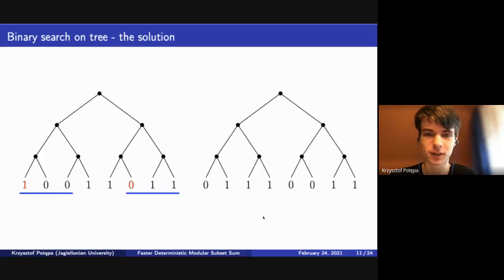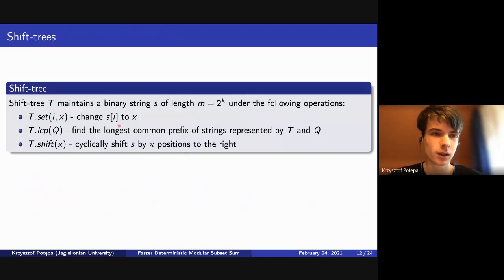Okay, maybe let's see how it's done. So we define, I'll call this data structure shift tree. Shift tree maintains a binary string of length that is a power of 2. That's important. We'll see why in a moment. And we support 3 operations. First is set. We change a character. LCP finds the longest common prefix between 2 shift trees, one shift tree T and some other shift tree Q. And the interesting operation is the shift. We want to cyclically shift the represented string by some positions to the right.